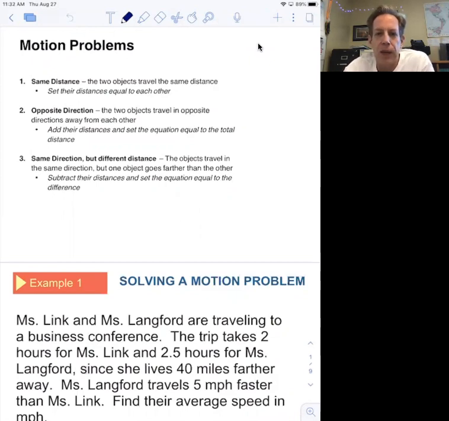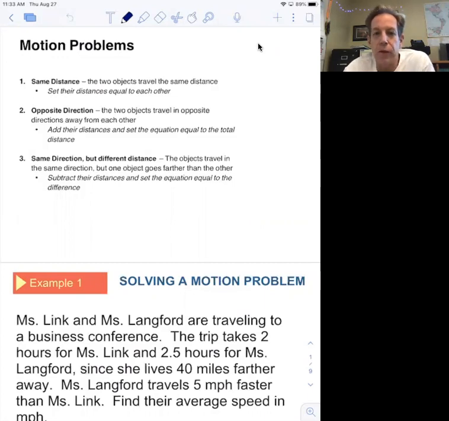But as we compare the two people that are moving, either they're going to go the same distance. In that situation, when we get to writing an equation, we're just going to set one distance equal to the other. They could be going in opposite directions, in which case we're going to add their distances together. And then the problem will tell us exactly how far apart they end up. And so we'll set it equal to that.